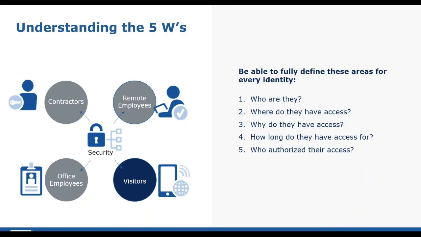And knowing who really matters, the challenge that we face is complexity with the multiple levels of ownership that's often disconnected. This complexity is amplified when you've got multiple locations that are spread out around the country or around the world. And on top of people, process, and technology, you have additional physical security areas that need protecting and monitoring. So being able to fully define these areas for every identity is critical. Who are they? Where do they have access to? Why do they have access? How long do they have access for? And who authorized their access? This is best practice number one.